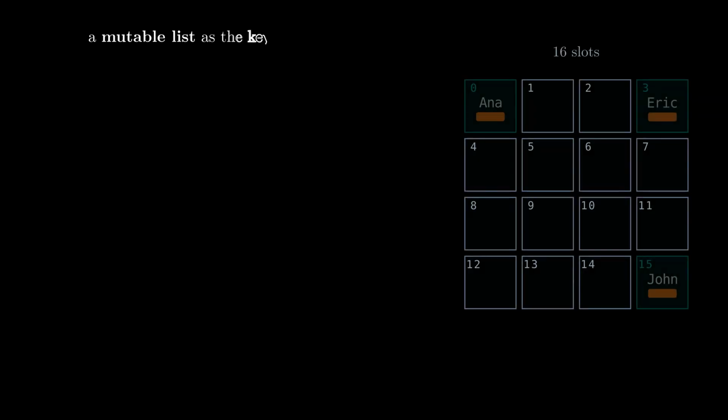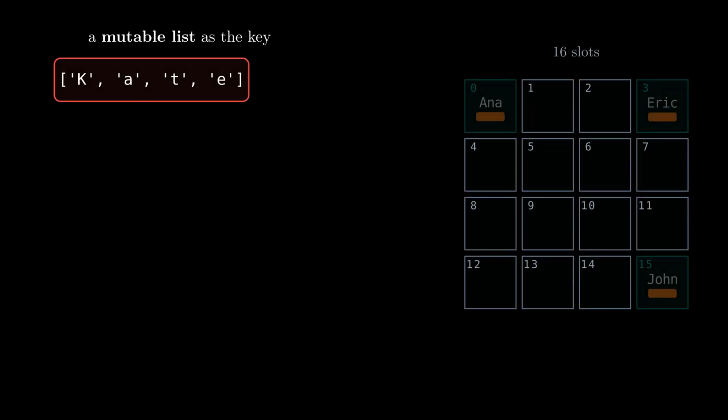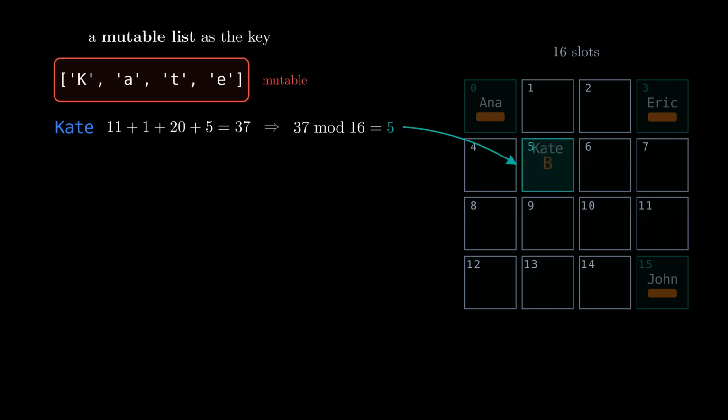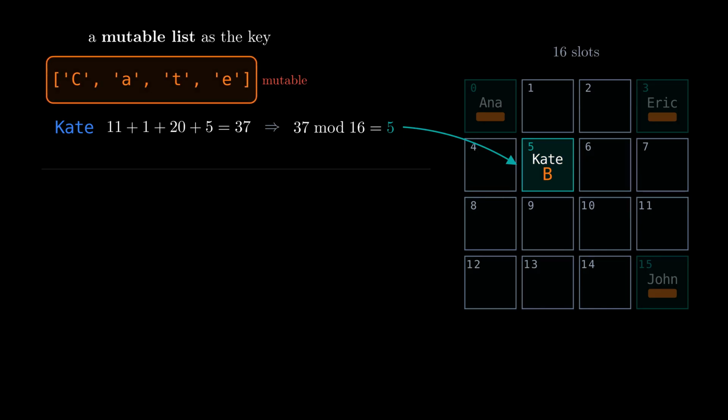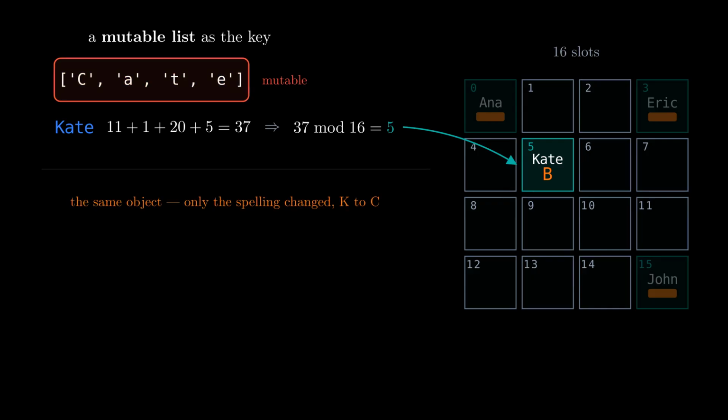Now the failure. Suppose we store a student's name as a list, so the name can change. Kate hashes to 11 plus 1 plus 20 plus 5, which is 37, and 37 modulo 16 is 5. Her grade, a B, goes in slot 5. Then Kate changes the spelling of her name from Kate with a K to Kate with a C. It's the same object and she still earned that B, but hash the new name.